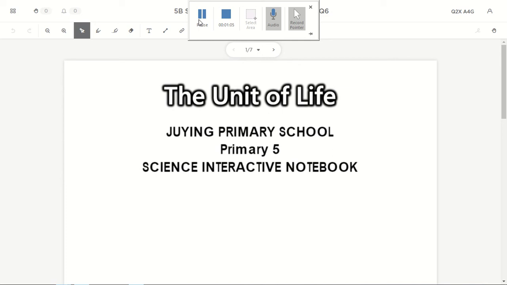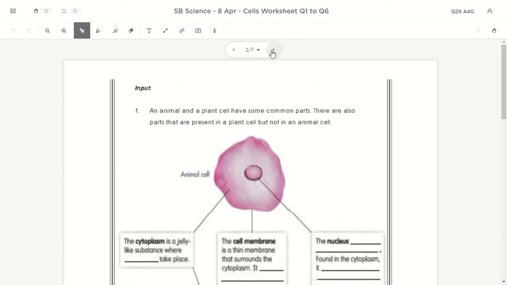Okay, so you will need your unit of life SIN, and as I explained to you, please also write down the answers together with me. So let's go to page 6. That's where we stopped at. Alright, so this is an animal cell. Okay, how do I know it's an animal cell? Because if you look at the shape of the animal cell, it is actually irregular or circular in shape. The shape can change because, as we know, animal cell has no cell wall.